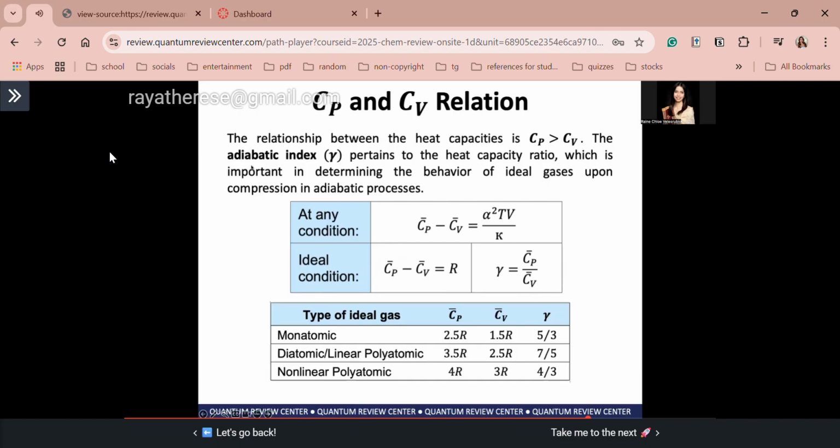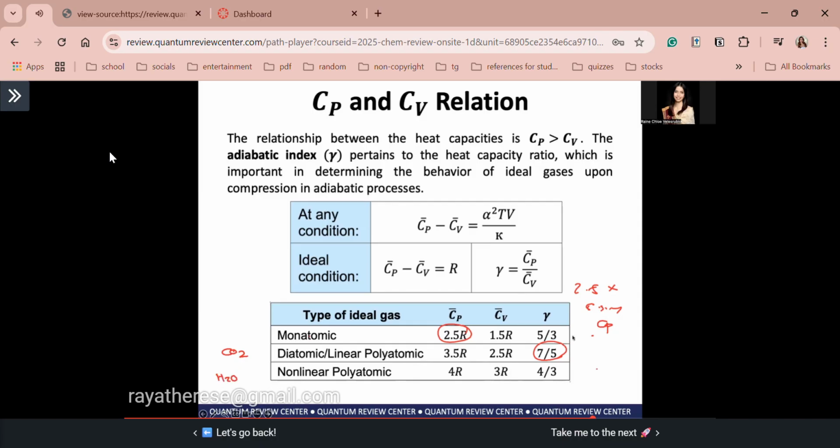Now, we can determine the heat capacity values of monoatomic, diatomic, and nonlinear polyatomic gases through these values. You should just memorize this, guys. For monoatomic, Cp is 2.5 R, meaning 2.5 times 8.314. For Cv, it's 1.5 times 8.314, and gamma, Cp over Cv, is just 5/3. For diatomic or linear polyatomic, for example CO2, the Cp and Cv are 3.5 R and 2.5 R respectively, and their gamma is 7/5. For nonlinear polyatomic, for example H2O, the Cp is 4 R, Cv is 3 R, and the gamma is 4/3.